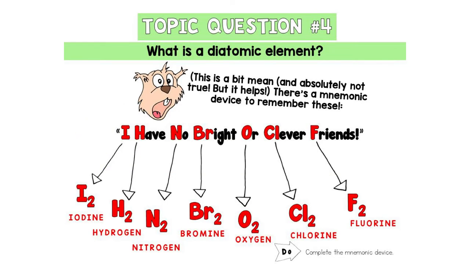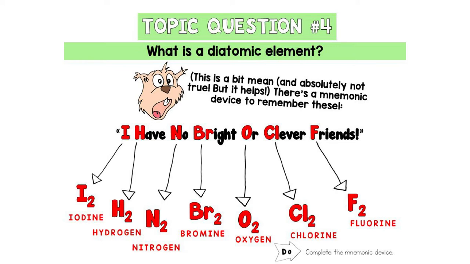There's a kind of mean and totally not true mnemonic device to remember these. I have no bright or clever friends. Another way to remember it is that those elements make a 7 on the periodic table because there are 7 of them.